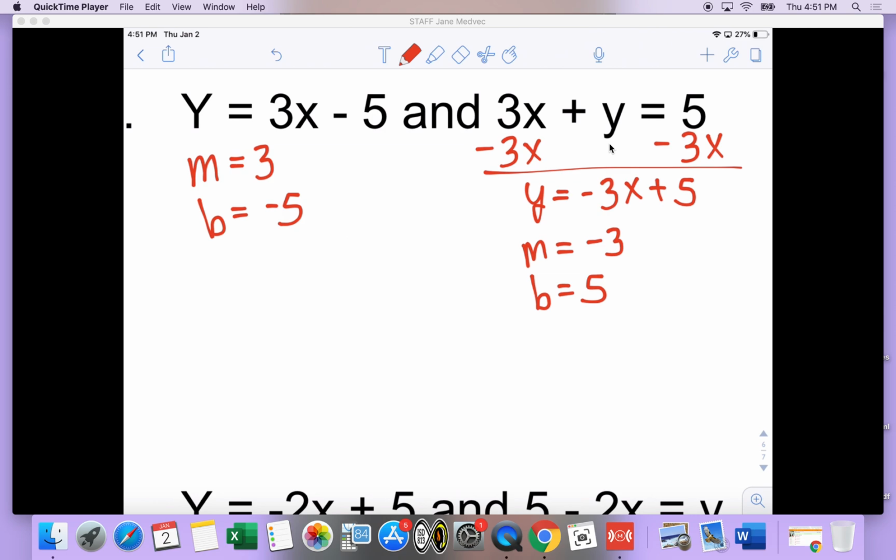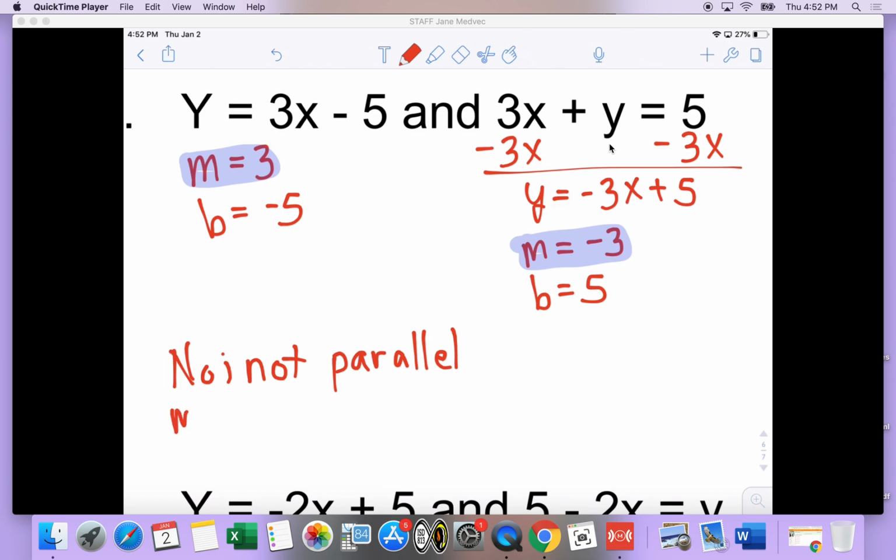The first thing we're going to do is compare our slopes. So if I compare these, you're going to notice that they are different. Again, parallel lines have the same slope. So we need to explain. We're going to say no, not parallel. M is different. Now we could go on and compare the b's, or the y-intercepts, but it really doesn't make any sense because we already know that they're not parallel because our slopes are not the same.